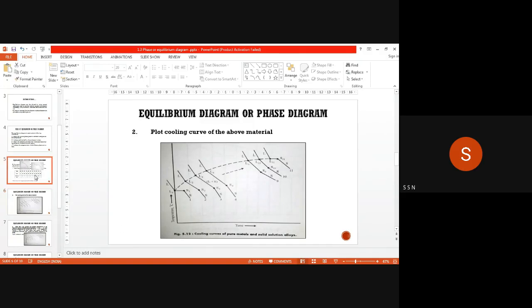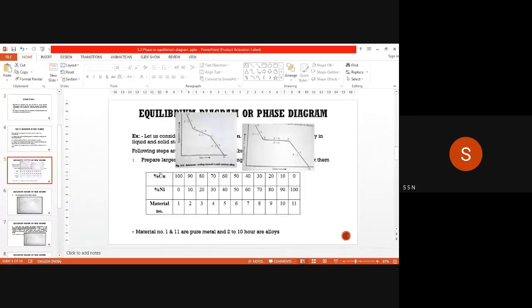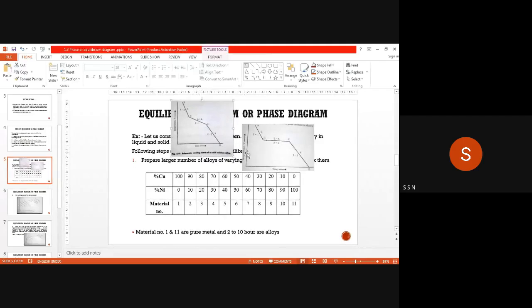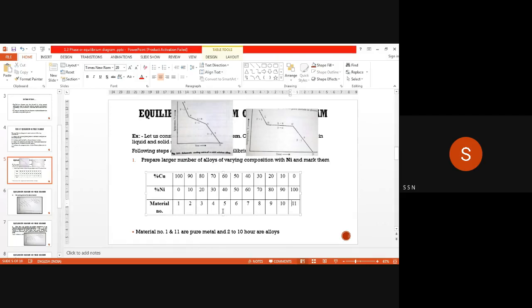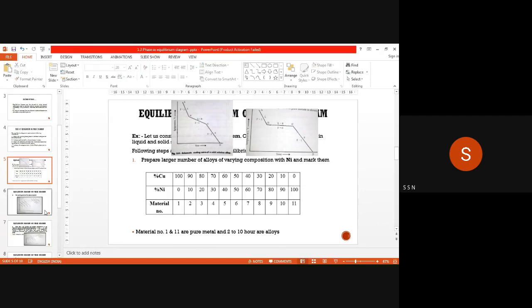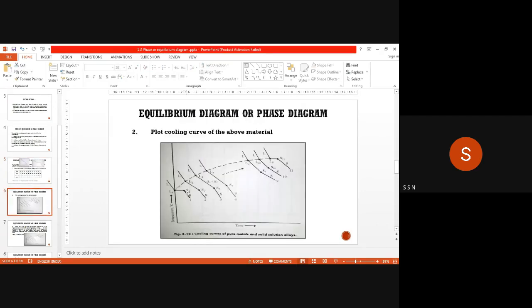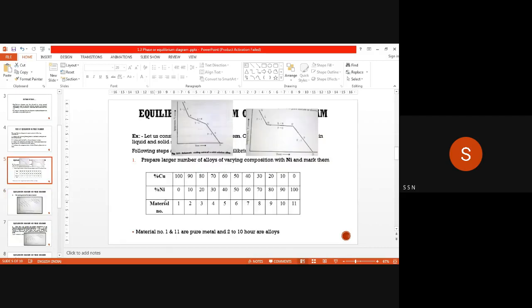In the first step, I have just prepared the number of alloys with varying nickel composition and marked them as material 1 to material 11. Material 1 is pure metal, material 11 is pure metal. In between, 2 to 10, all are alloys. So secondly, I have plotted all the cooling curves for different compositions of materials from 1 to 11.